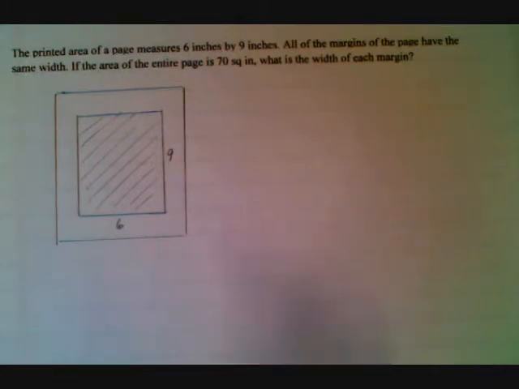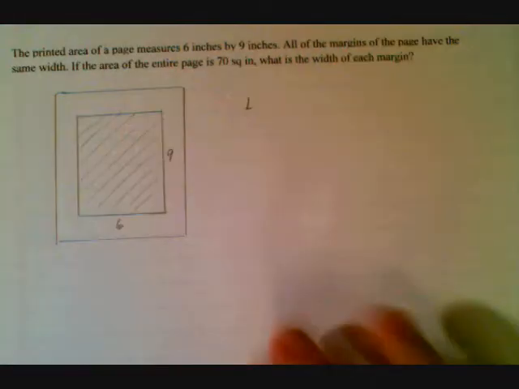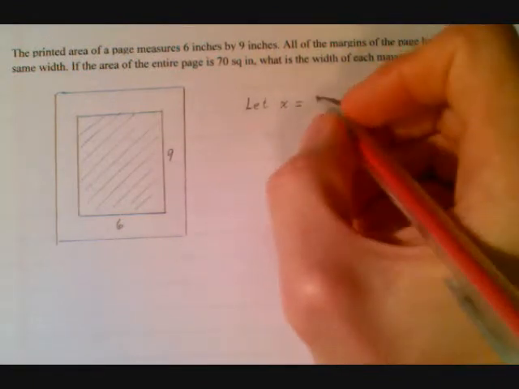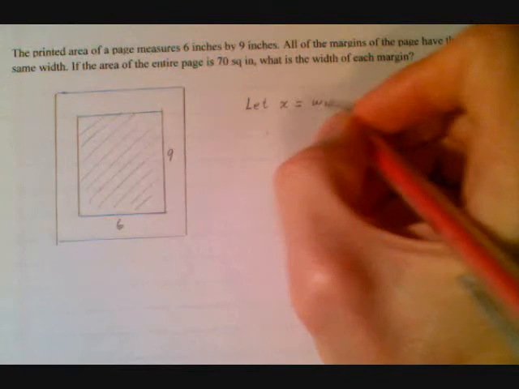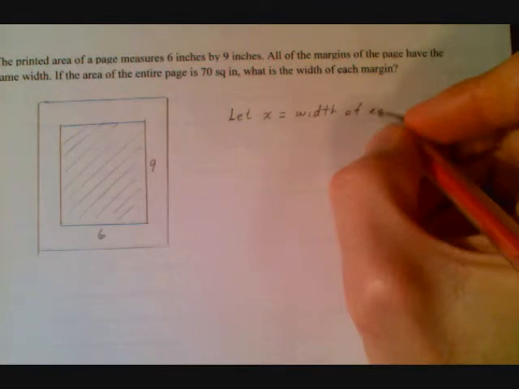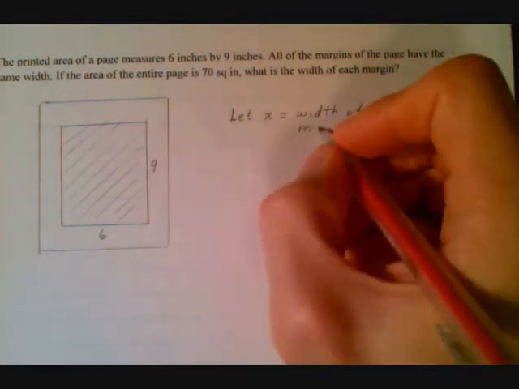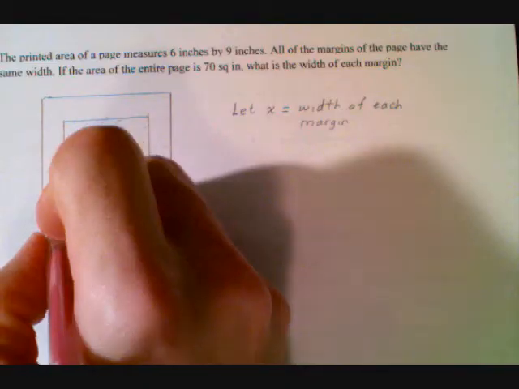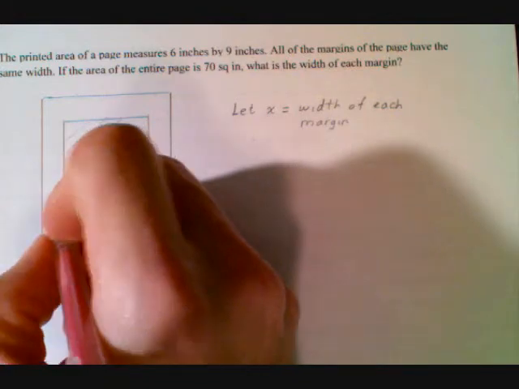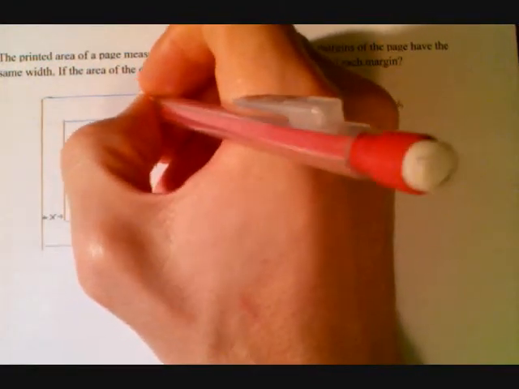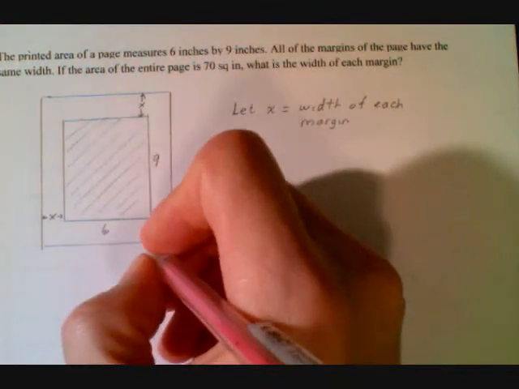So let's start by letting x, let's say, let x be the width of each margin. Now we've got 4 margins. We've got the left margin and the right margin, and the top margin and the bottom. And they're all of the same width.